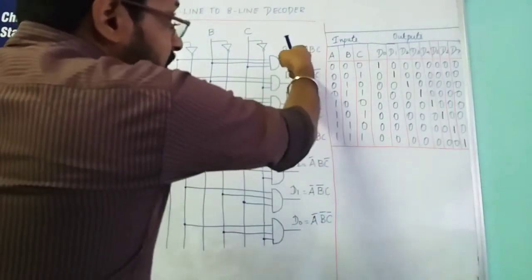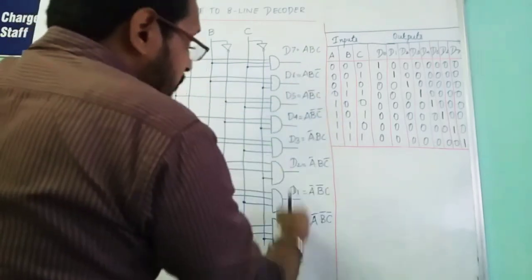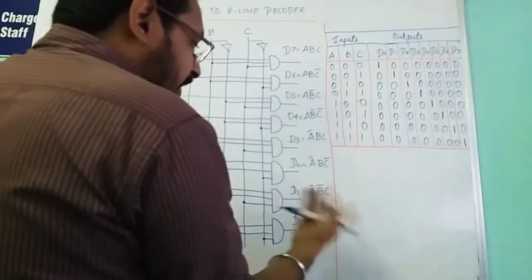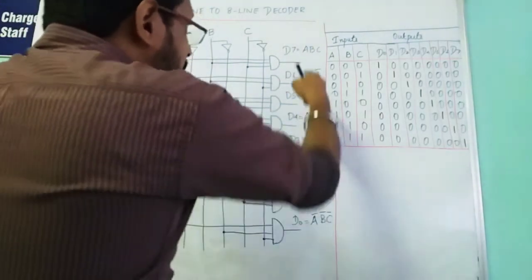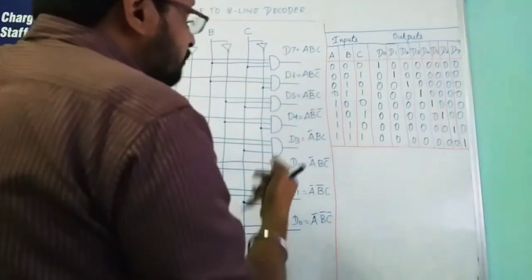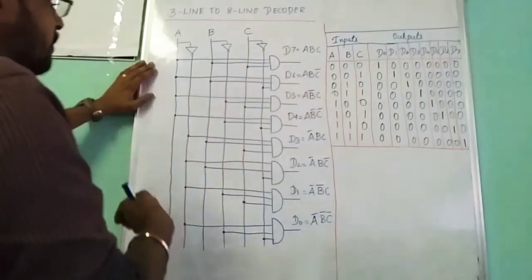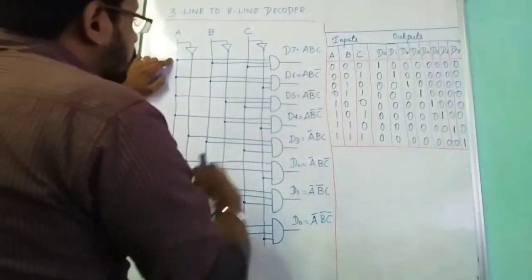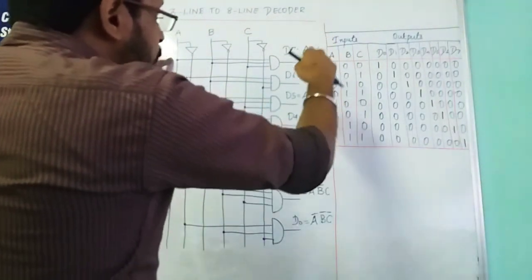I have taken the order D0 to D7 to D0. We can take the other way also. D0 to D7, like that also we can take. It's up to you to decide. But based on these inputs, we are going to construct it. So the order is D7 to D0.